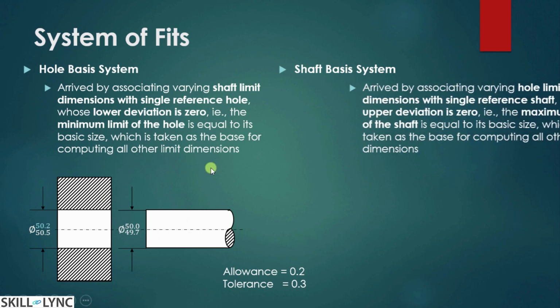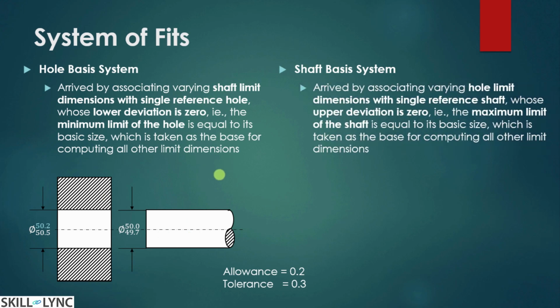So moving forward for the shaft basis system, you just revert the references. So here you consider a single reference shaft. Based on this, you vary the hole dimensions. And again, for this reference shaft, the upper deviation is going to be 0. That is, the maximum limit of the shaft is going to be equal to its basic size, which is taken as the base for computing all other dimensions.